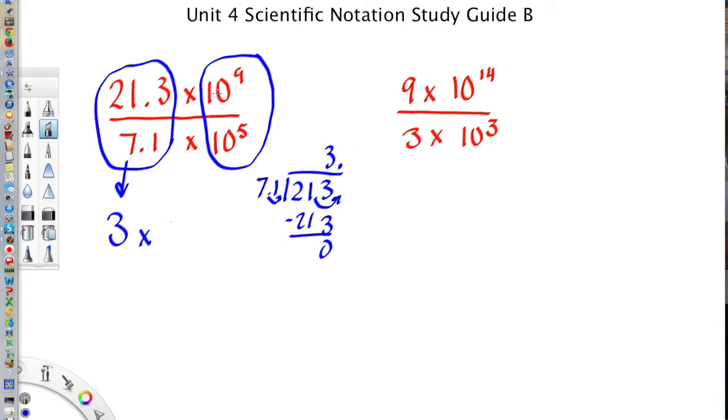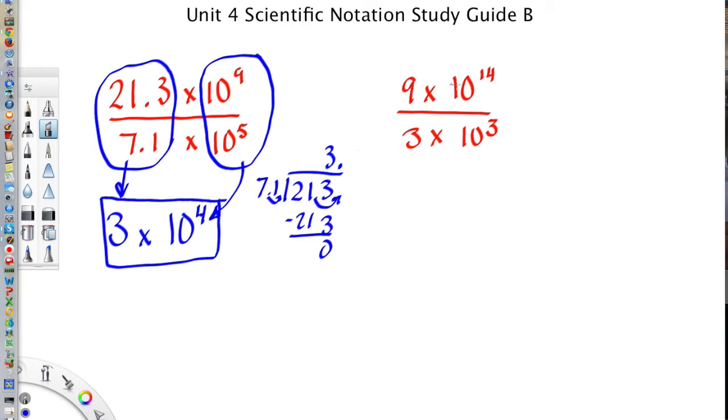And when I take 10 to the 9th power and divide it by 10 to the 5th power, that's really 10 to the 9 minus 5 power. The law of exponents says find the difference between our exponents. So that would be 4, 10 to the 4th power. And that is written in scientific notation. And we are done. Let's take a look at the next one.